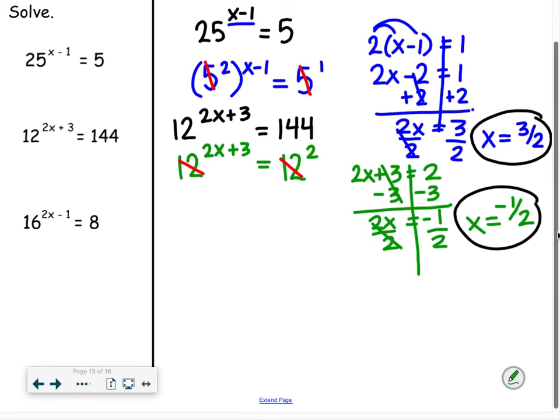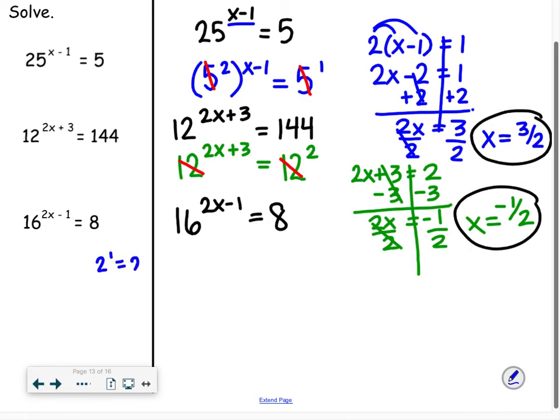And the last one, 16 to the power of 2x minus 1 equals 8. You may think that you could use the number 4 on this one, but 16 is 4 to the second power. 8 is not a power of 4. So for this one, you actually need to use powers of 2.